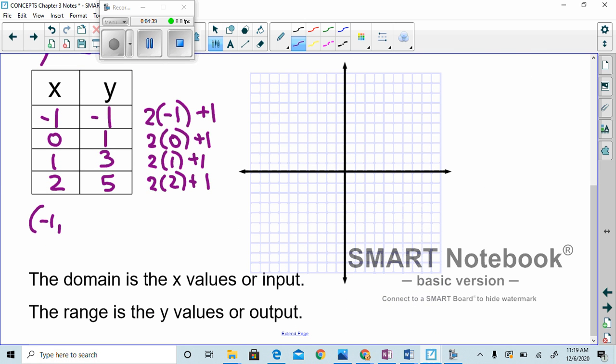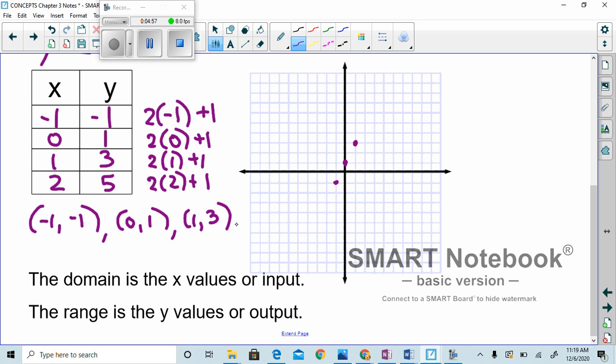Negative 1, negative 1. Let's go to the graph. Negative 1 and down 1. Our second ordered pair is 0, 1. 0 and up 1. Third is 1, 3. Start at the origin, over 1 and up 1, 2, 3.